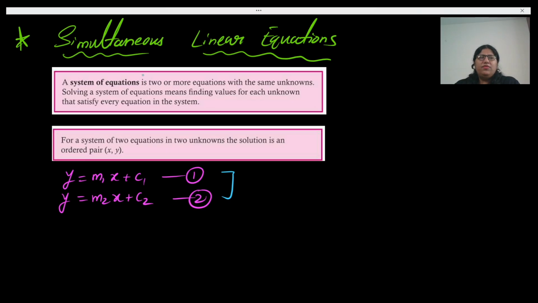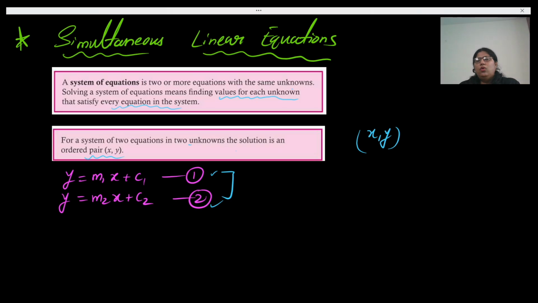So what is a system of equations? It is two or more equations with the same unknowns. Solving a system of equations means finding the value for each unknown, the variables that satisfy every equation in the system. That means if I get a solution x comma y, it will be an ordered pair. If I get a solution, it should satisfy my first equation as well as the second equation.